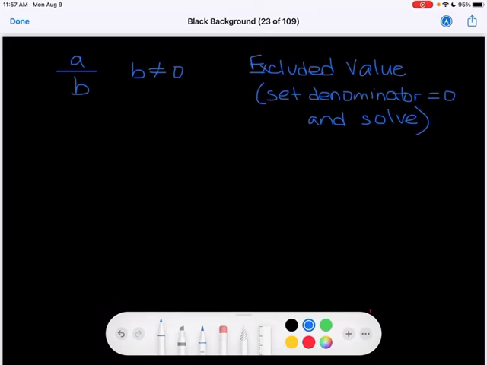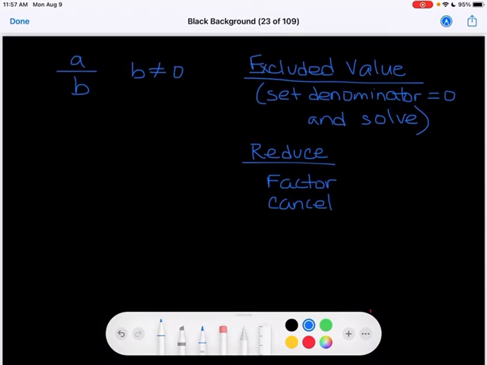And when you're asked to reduce, you need to factor, and you can then cancel common factors. You cannot just cancel terms. You only can cancel common factors. The whole factor has to cancel out on top and bottom. So let's look at an example.